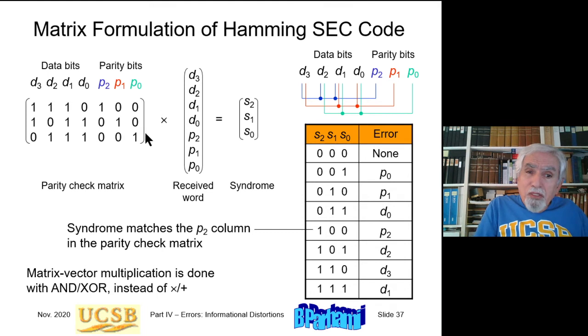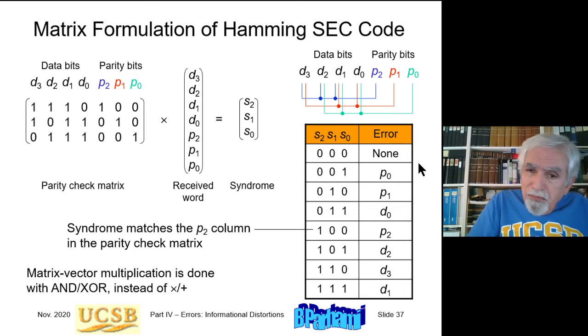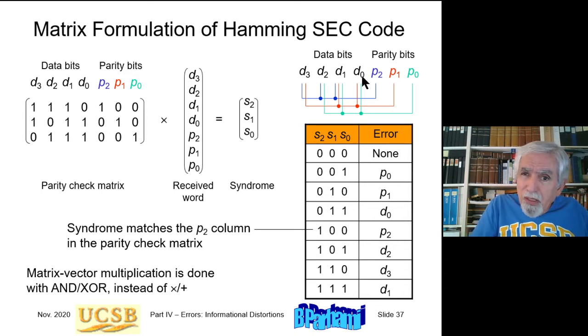Okay, so we construct a parity check matrix that when multiplied by the word, the suspicious word, gives you the syndrome, as I mentioned before. If the syndrome is 000, everything checks out, and the data word is correct, and then you can use these 4 bits. If it doesn't check out, if one of the syndrome bits is equal to 1, then you consult this table to see which of the data or parity bits is in error, and then you can go ahead and correct that.